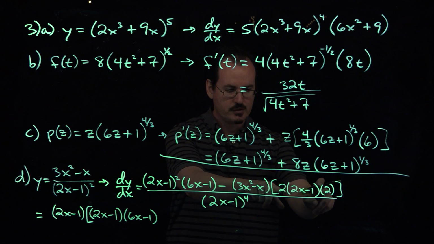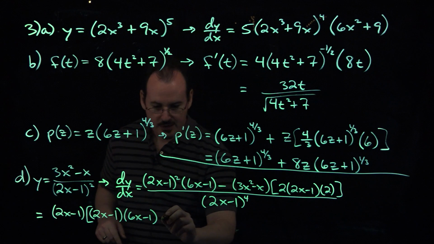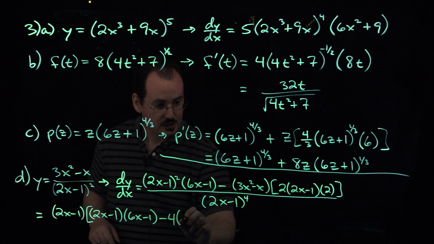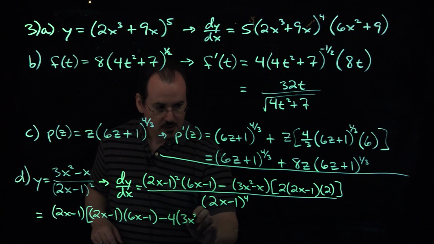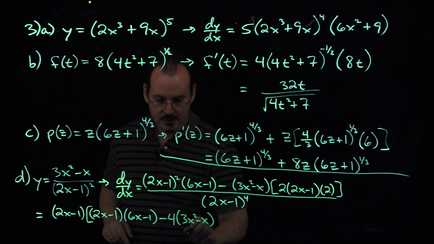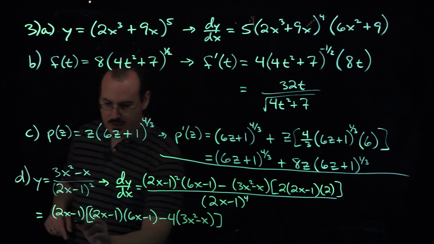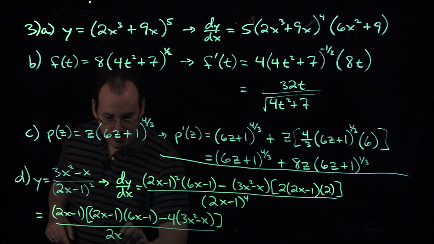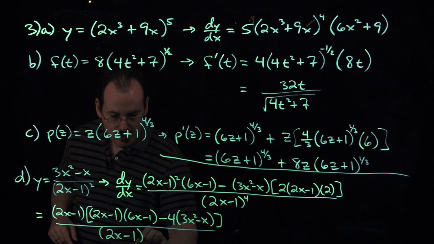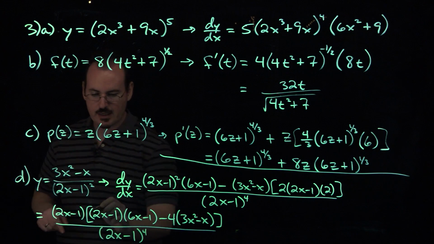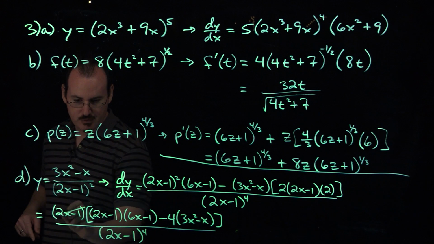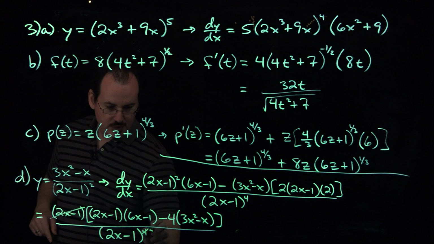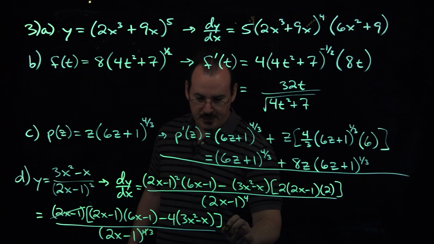So what am I left with? The 2 times 2, and then that. So I'm going to have minus 4 times the 3x squared minus x. Okay, and then all of this gets divided by the 2x minus 1 to the 4th power. And the reason that we wanted to factor that out is because we notice now it's the same as what we have in the denominator. So we can cancel, and that's going to become a 3rd power.